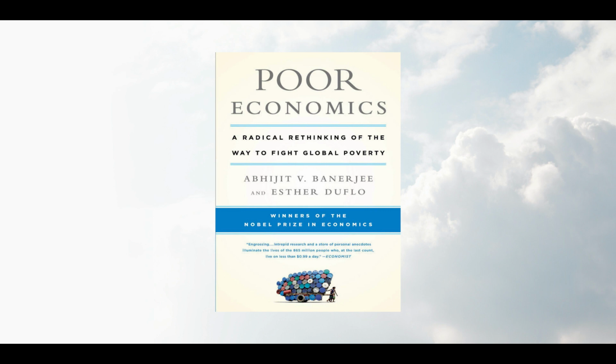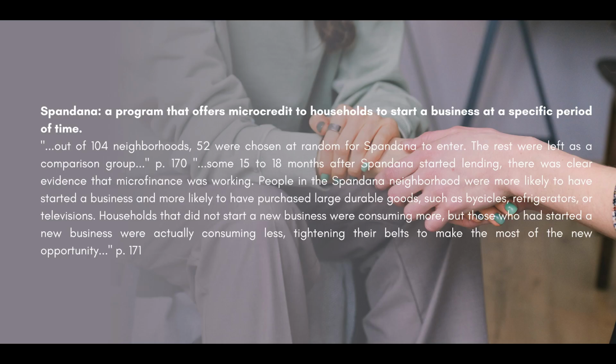There were many RCTs performed by the authors, but one of the significant ones is the correlation between microfinance and transformation that I want to talk about. The evaluation of the Spandana program was performed by the authors in some areas of the city of Hyderabad. Out of 104 neighborhoods, 52 were chosen at random for Spandana to enter. The rest were left as a comparison group.